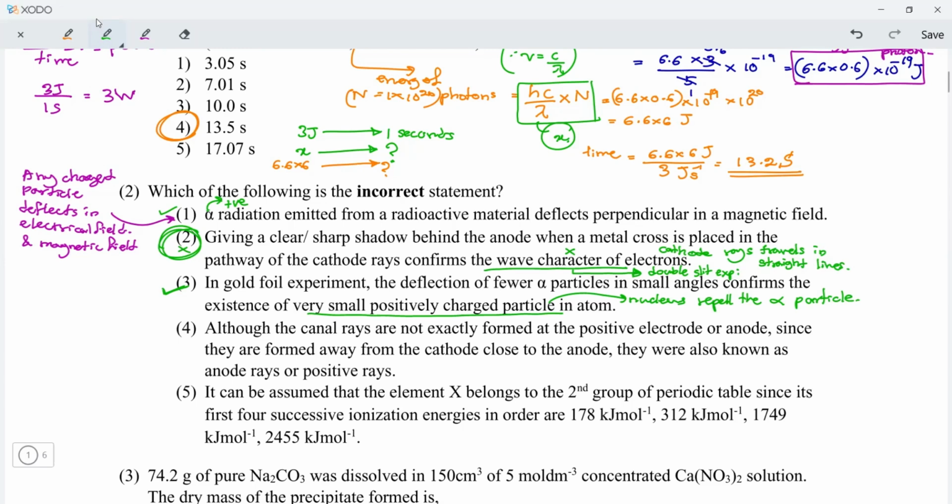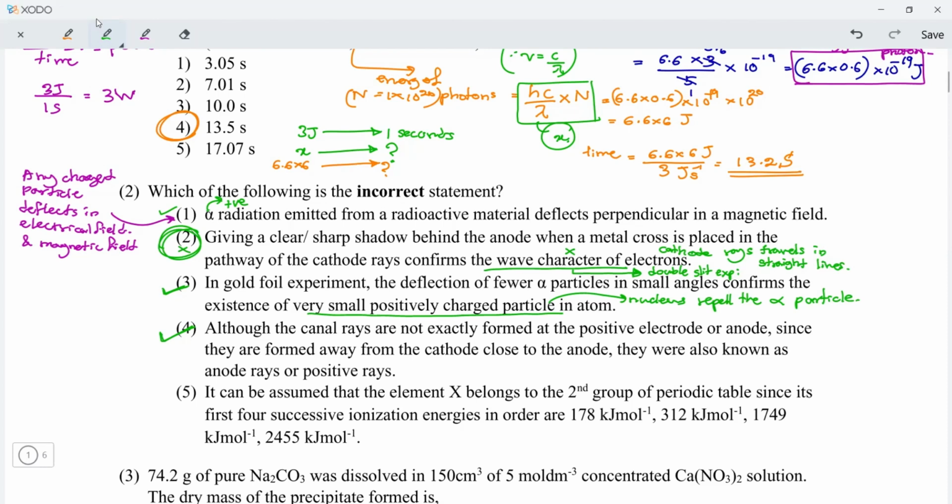However, let's see about this statement. Although the canal rays are not exactly formed at the positive electrode or anode, yes, that's true. They are formed in the medium. Since they are formed away from the cathode and close to the anode, they are known as anode rays. That's how we name anode rays. Cathode rays start from the cathode; the electrons jump from cathode to anode. That's 100% correct. But even though we call them anode rays, they are not exactly starting from the anode. They are starting near the space of the anode.